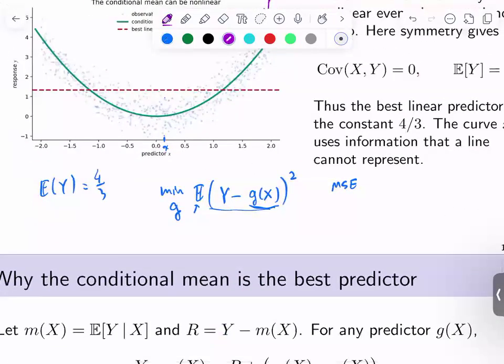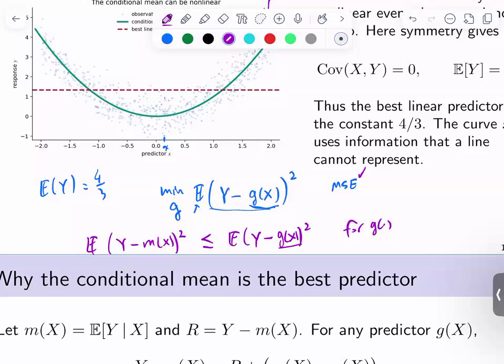In other words, we're going to prove that the expectation of (y minus m of x) squared, where m of x is the conditional mean, is less than or equal to the expectation of (y minus g of x) squared for any function g. So among all functions g, the one that has the smallest prediction error in the sense of MSE is going to be the conditional expectation.